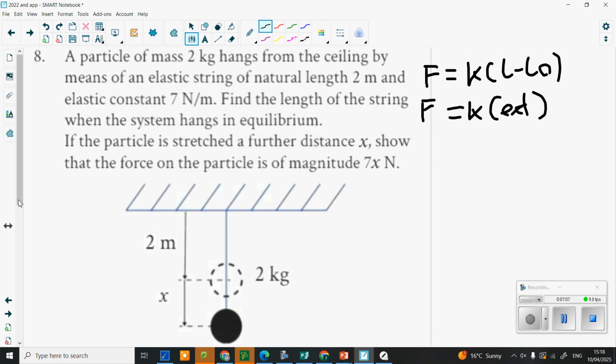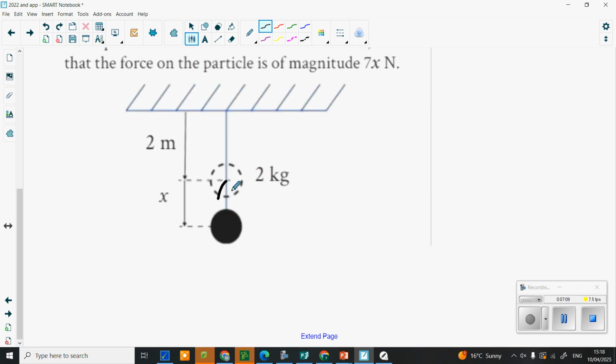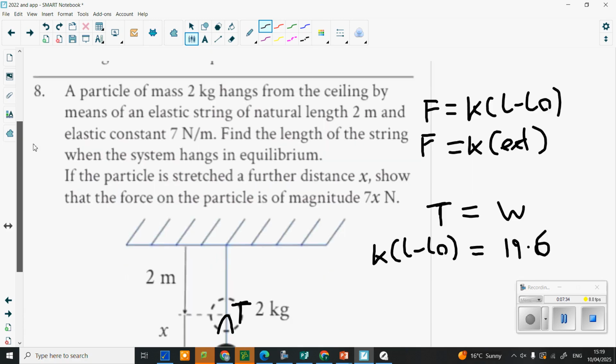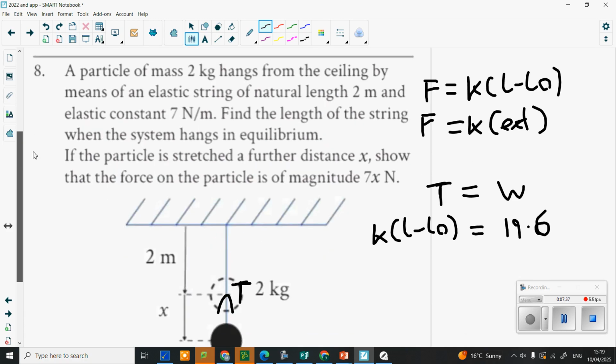So at the equilibrium position, what can we say? T going up equals 2G or 19.6 newtons going down. Would you all agree with that? So T equals W, which means K times L minus L0 equals 19.6. What do we all say K is again? K is what, guys?